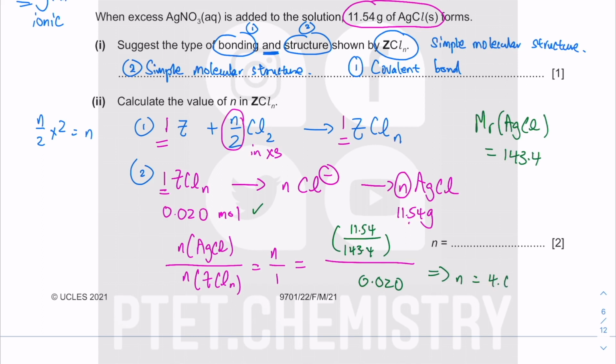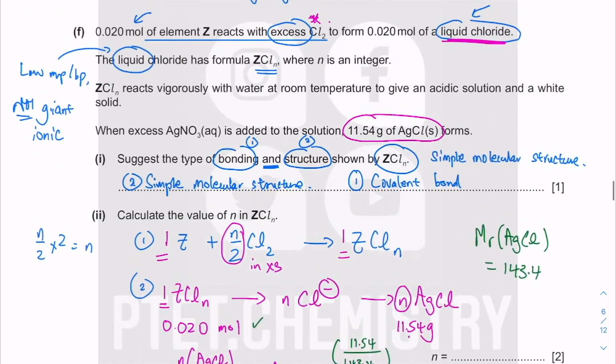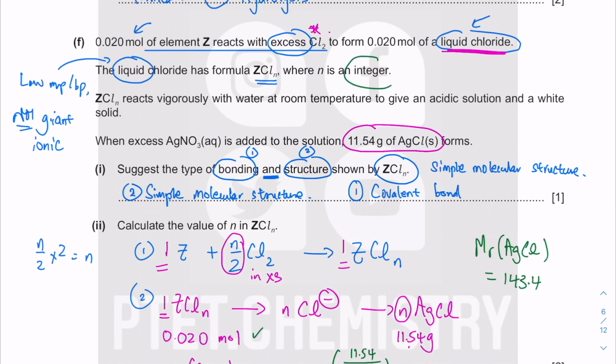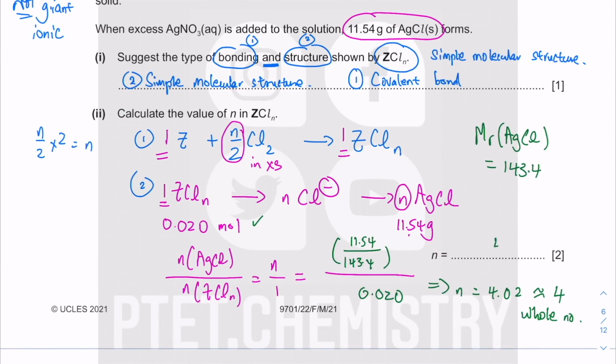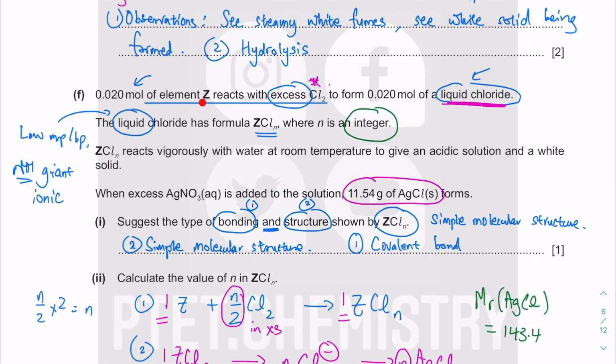I get 4.02, but it has to be to the nearest whole number, because it is an integer, so it's not to 3 significant figures. The nearest whole number is 4. That's how I get 4 there, which suggests that Z is from group 14 with 4 outer shell electrons, forming 4 covalent bonds to the chlorine, with 1 covalent bond on each chlorine. So if it is a third period element Z in group 14, it will be silicon, as SiCl4.